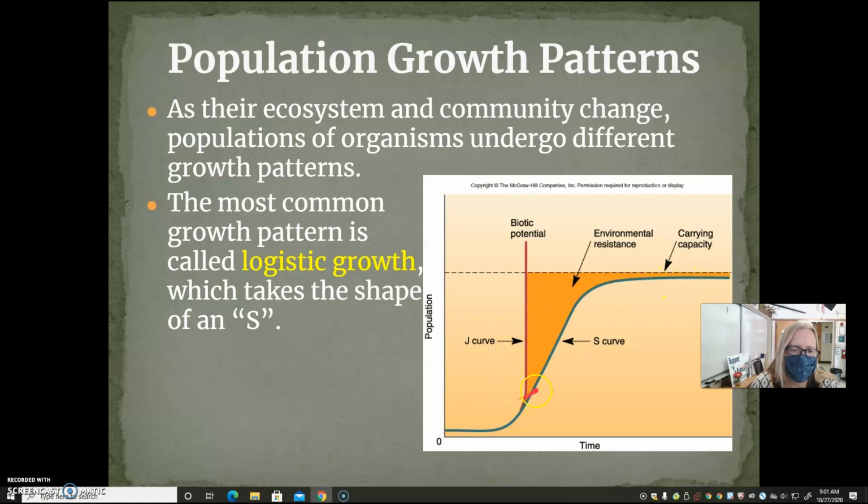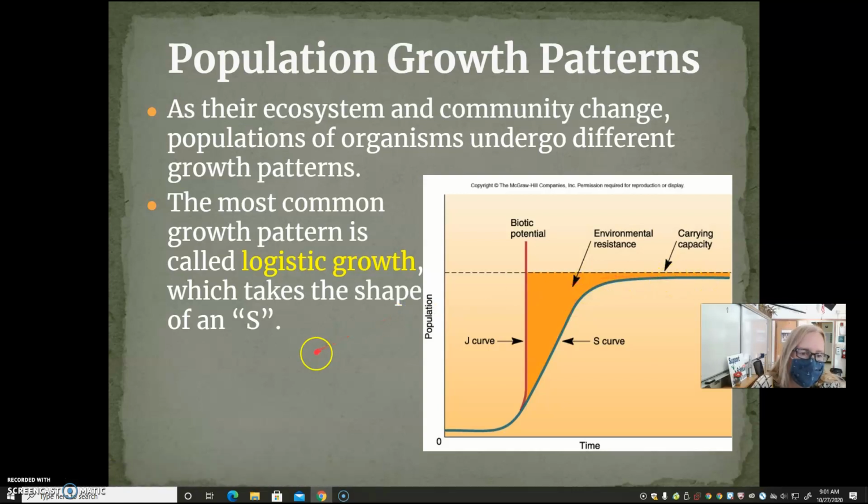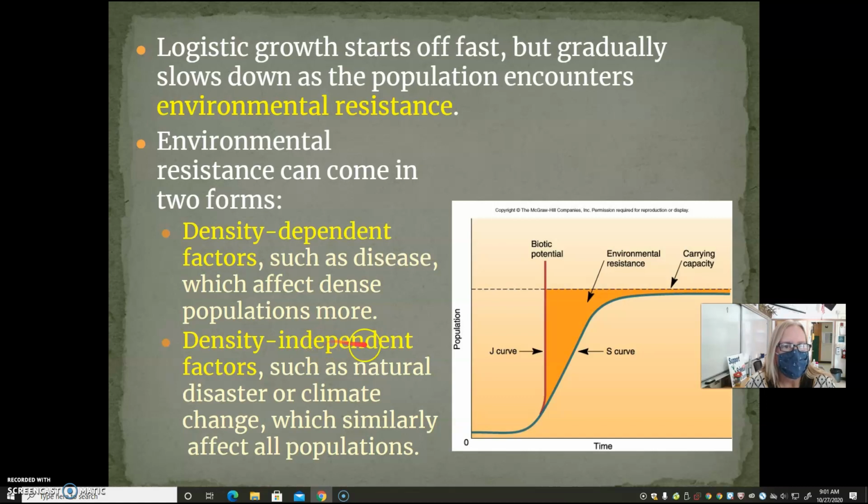So this is just a reminder. The J-curve section of the logistic growth pattern ends up being an S shape. Okay, so again, as I was saying, it starts off fast, but then it encounters some sort of resistance. So there's different types of resistance or limiting factors. There's density-dependent factors like disease, which affect dense populations more, because density dependent depends on how dense a population is. So that would be like disease, like it says, and other factors that can spread within a population.